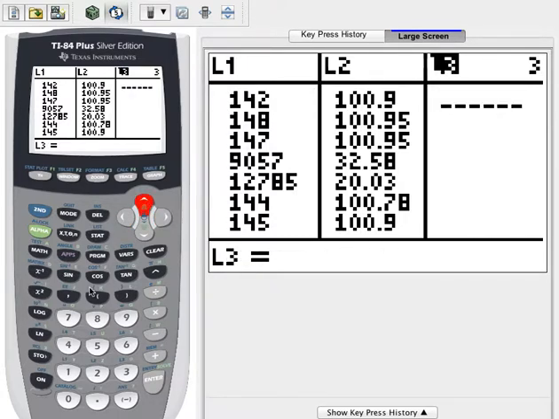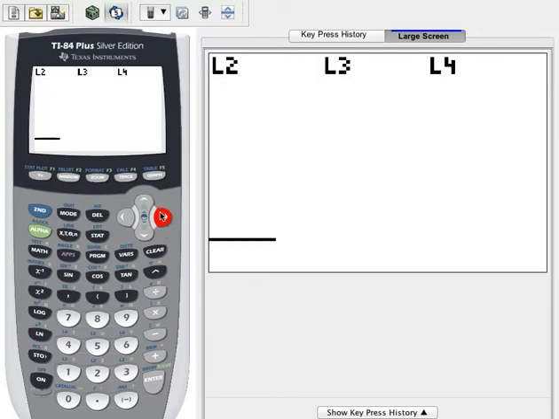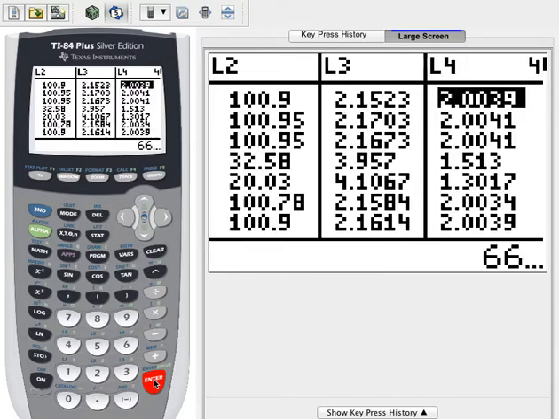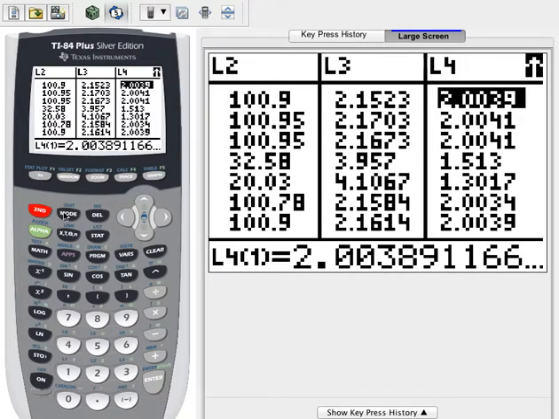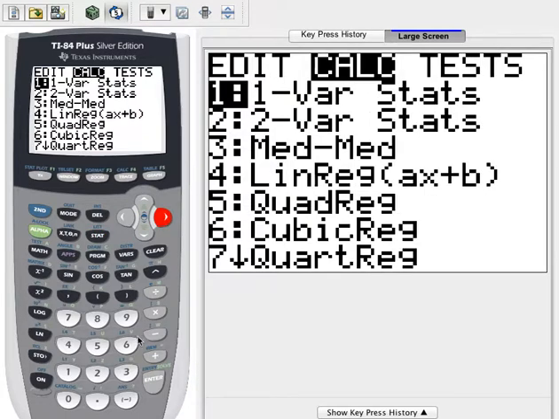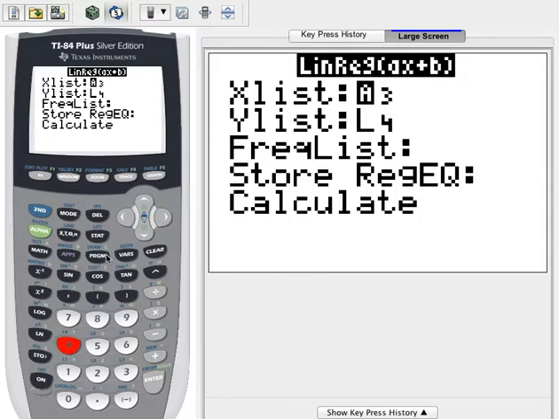I move my cursor over to L3. I'm going to take the log of the x values, so that's the log of L1. Move my cursor over to L4. Make sure the cursor is at the very top of the list. We'll take the log of the y values, which are in L2. And we'll quit, and then we'll go to Stat, Calc, number 4.